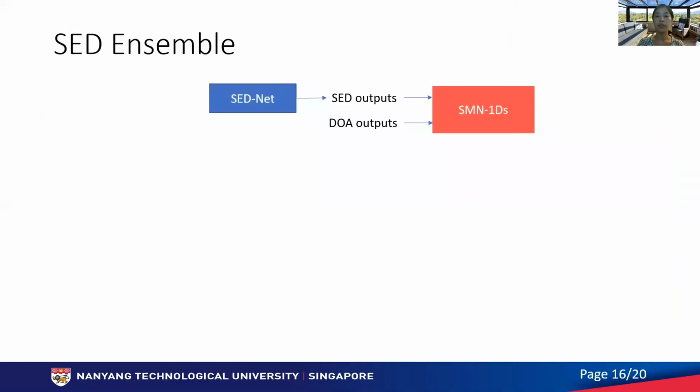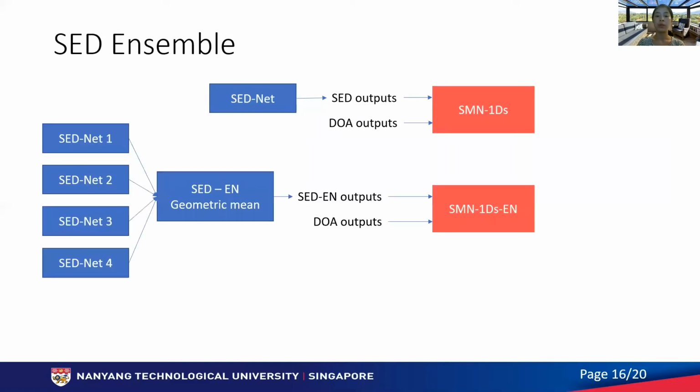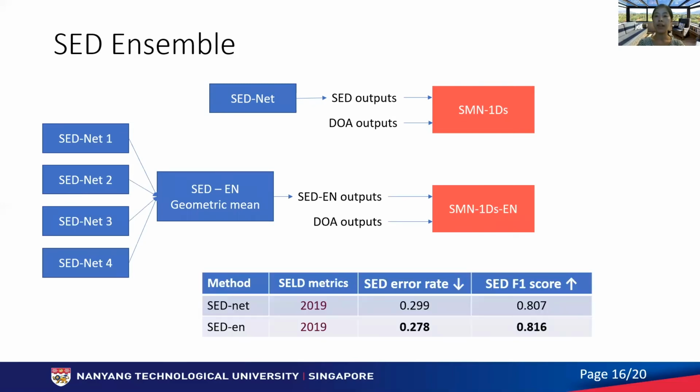To further improve the performance, we do ensemble for SED models. We train 4 different SED models and combine the outputs by taking their geometric mean. The ensemble significantly improved the SED performance. We pass this SED ensemble to the SMN with 1D histograms. We call this new model SMN1D Ensemble.